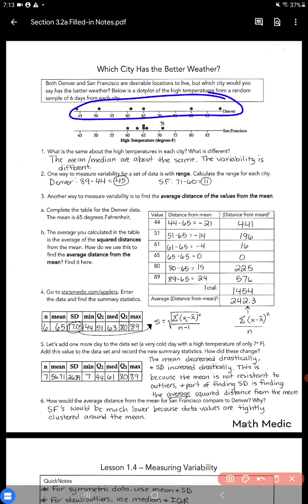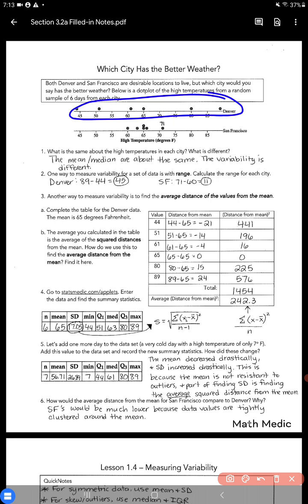So 44 minus 65 tells me that on the first day, I was 21 degrees below average. Okay? The second day, 51 minus 65, I was only 14 degrees below average. The third day, I was 4 degrees below average. The fourth day, I was right on the money. The fifth day, I was 15 degrees above average. And on the last day, 24 degrees above average.